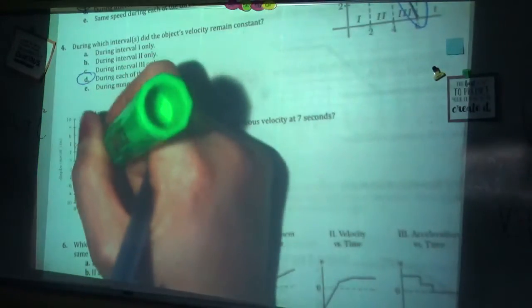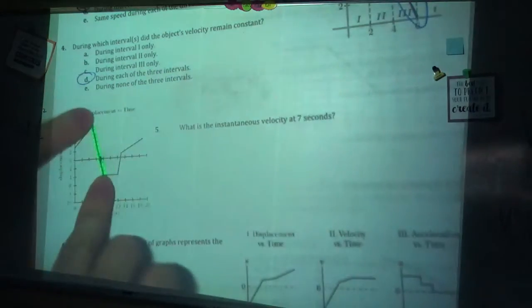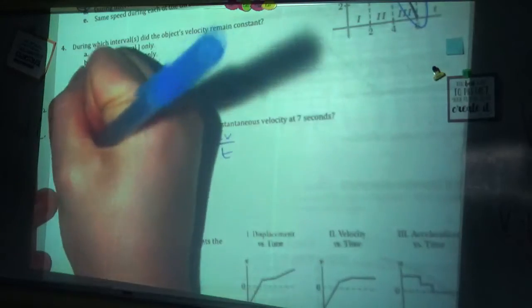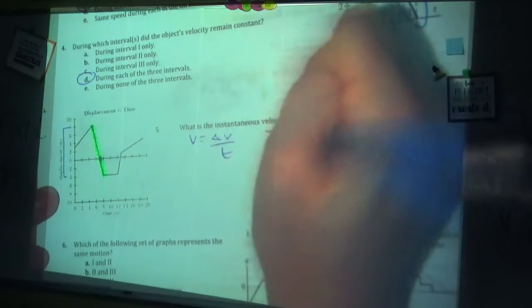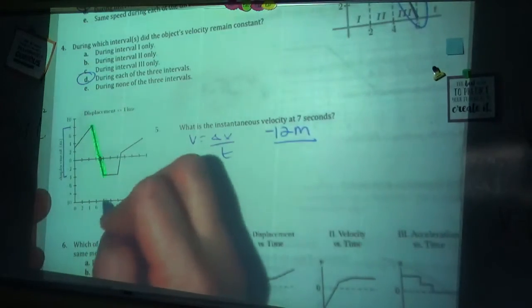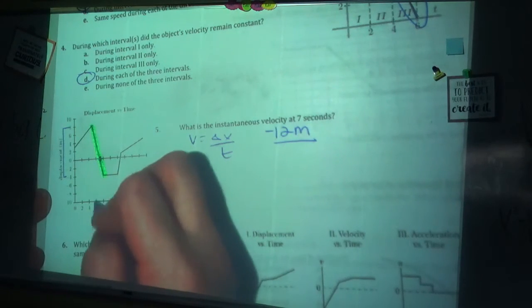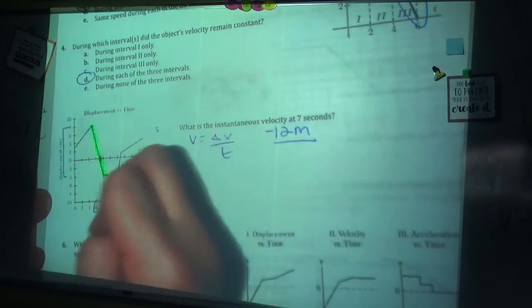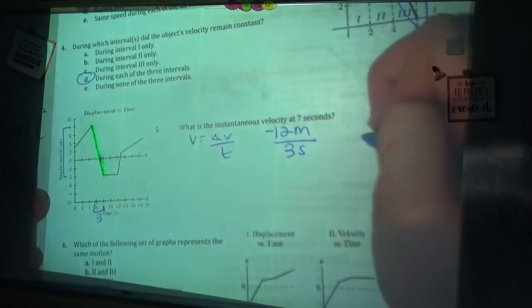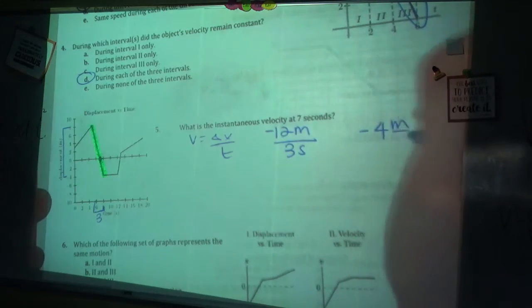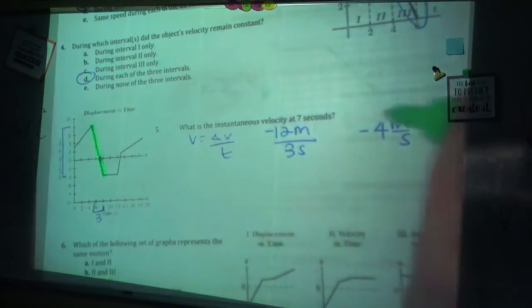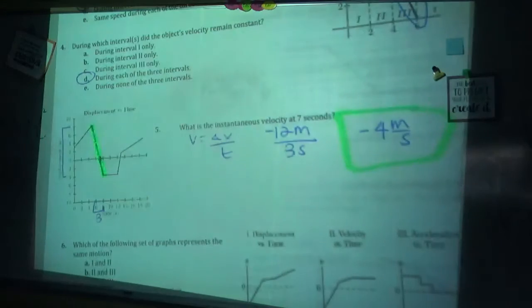Instantaneous velocity at 7 seconds. So 7 seconds is somewhere in here. I can't find velocity of a point, but I can find it for a section. So velocity is change in x over time, from 8 meters down to -4. It goes down 12 meters. And from, I think it's, let's see, 5 to 8 seconds, it takes 3 seconds. So then your velocity is -4 meters per second, and you need the negative because it is going down. Or you can think about that as like the backwards direction. It's the same thing.